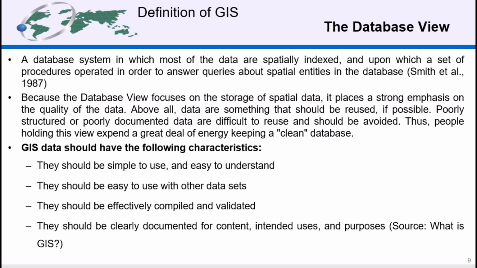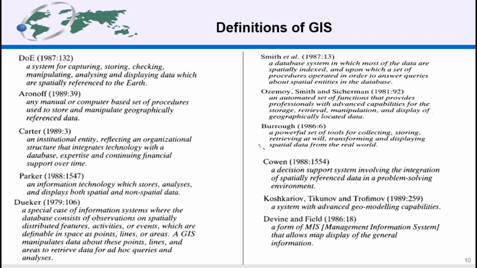GIS data should have the following characteristics, which of course we say should be simple, should be easy to use, should be effectively compiled and validated, and should be clearly documented for content, intended use, and purposes.